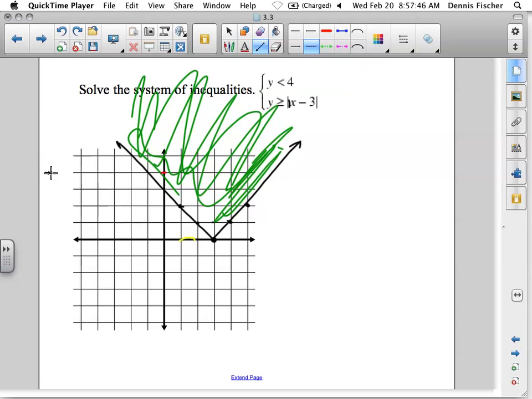So go like that. Yeah. There's my dotted line. Y is less than that, so I'm going to shade. Less than would be below, right? So I'm going to shade below that line. So I'm going to shade down here.